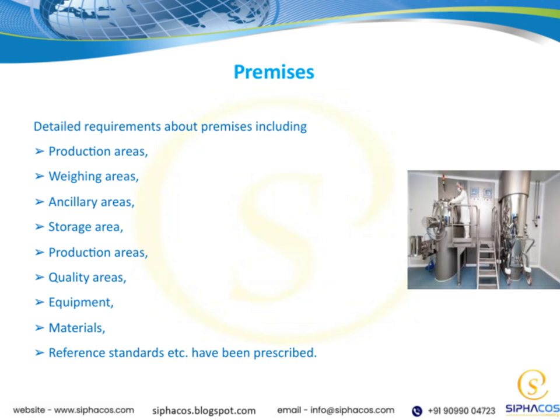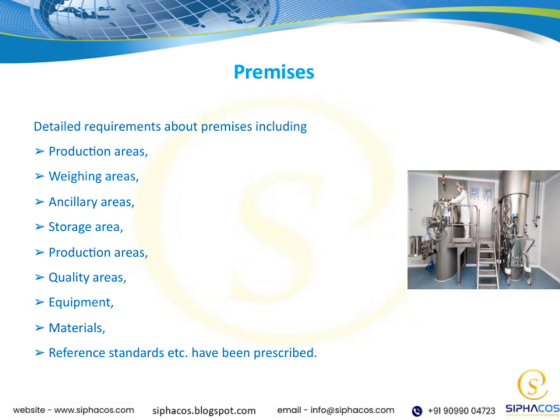We also need to pay attention to the storage areas. These must be designed to protect materials from contamination and degradation, with clear segregation of different types of storage, like raw materials and finished goods. Moving on, the quality areas are equally important. These include laboratories and inspection zones, where quality checks are performed to ensure products meet specifications.